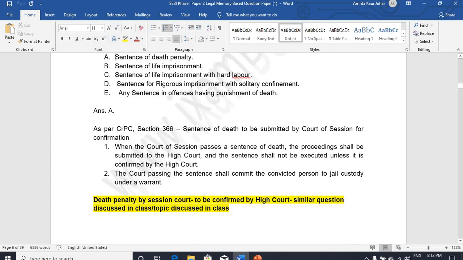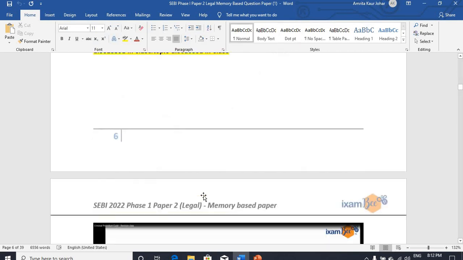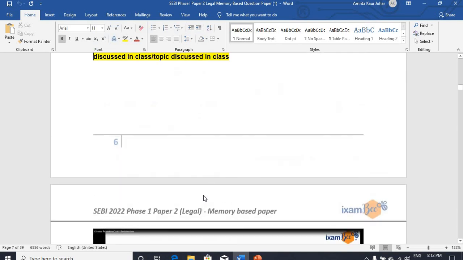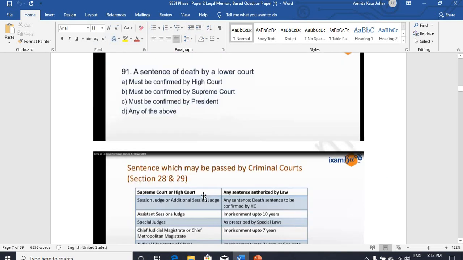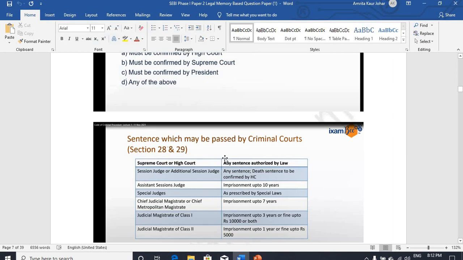This was also covered. A similar question was discussed in our class and the topic was also discussed in the class. As you can see, the snapshot again is there in front of you. This was discussed in the classes of CRPC that were held, and also it was discussed in our course videos.